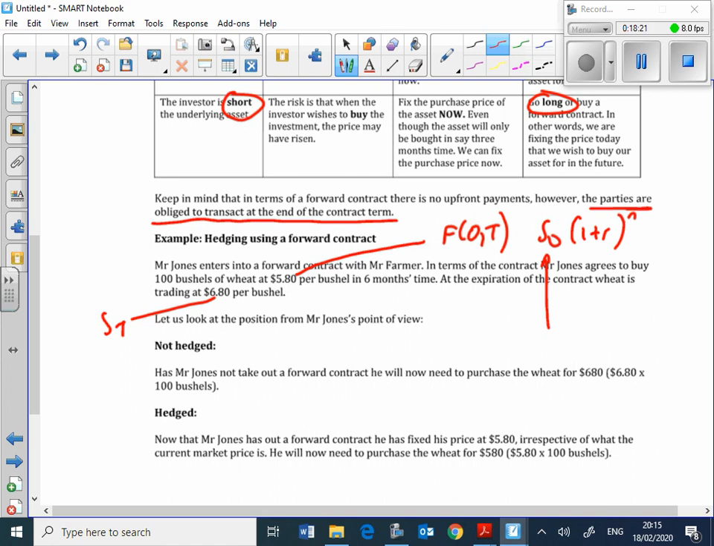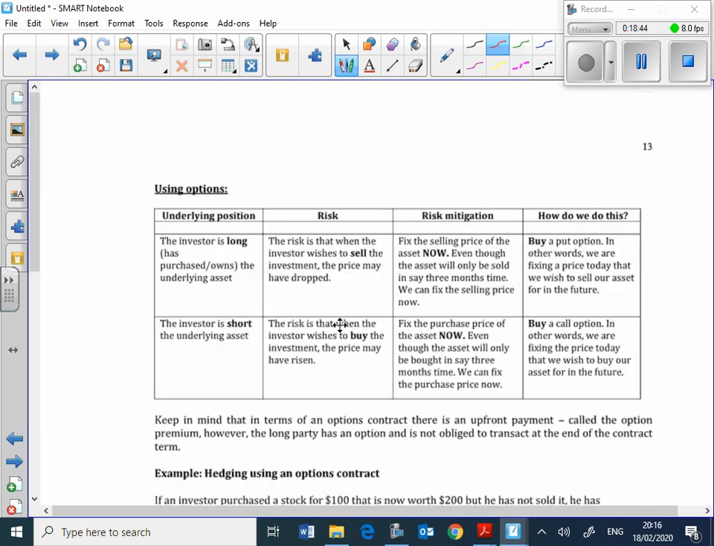If Mr. Jones wasn't hedged, what would he have to buy the wheat for? ST, $6.80. You happy? Because he wasn't hedged. Remember, Mr. Jones was hedged. Okay, and based on him being hedged, he gets to buy it at what price? $5.80. You guys comfortable with it? Nice and simple.